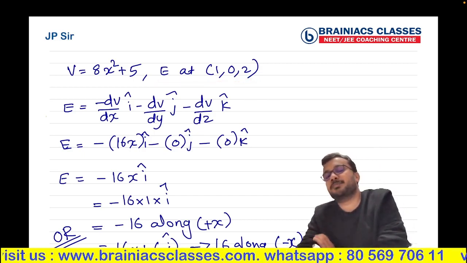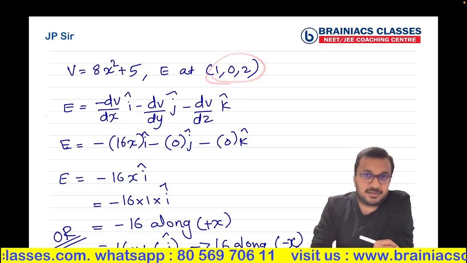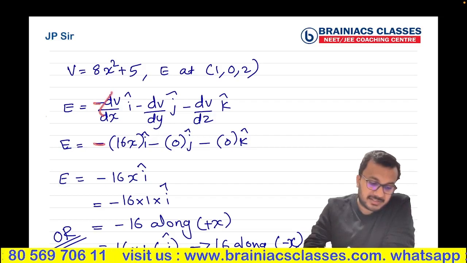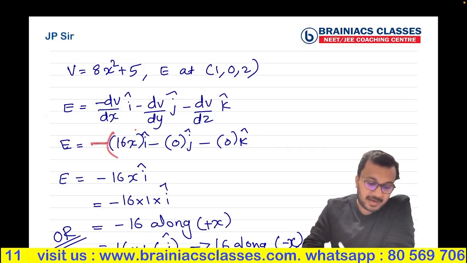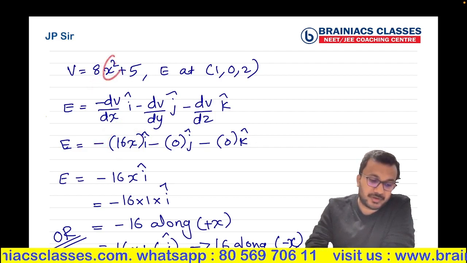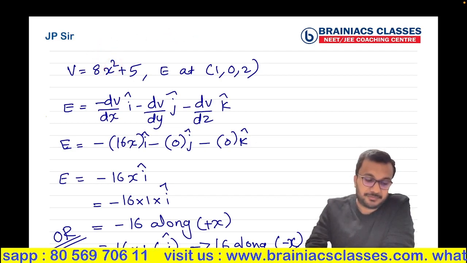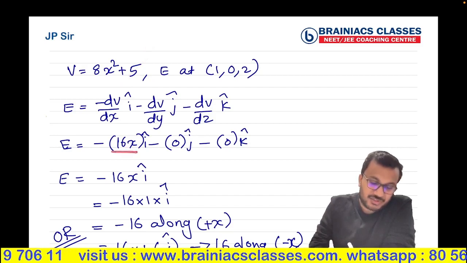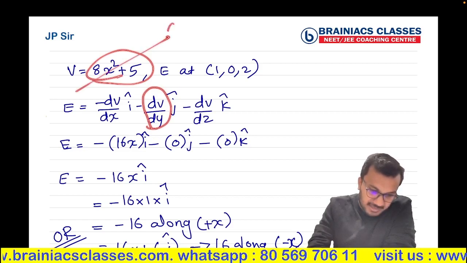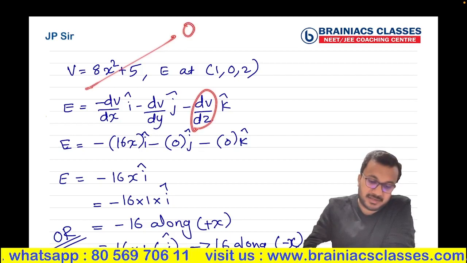Previously, in the previous problem, they asked us to calculate only the electric field. But here they have additionally given a point. That's the only difference. So we substitute dV by dx as I told. Take the minus first and open the bracket. dV by dx is the differentiation with respect to x: the differentiation of x square is 2x, so 2 into 8, 16x will come. 5 is a constant, so 0. So the answer is 16x. With respect to y, there is no y term, so completely 0. With respect to z, there is no z term, completely 0.